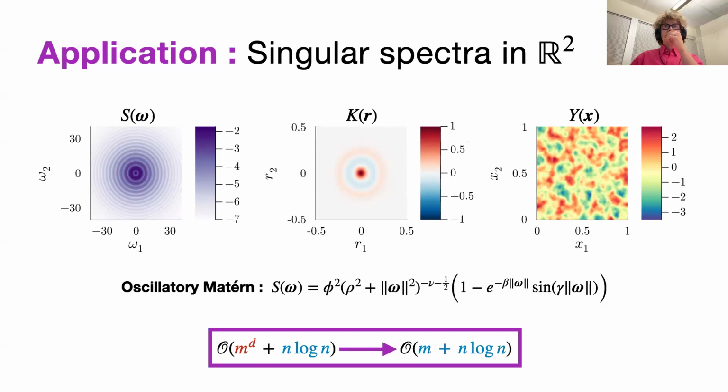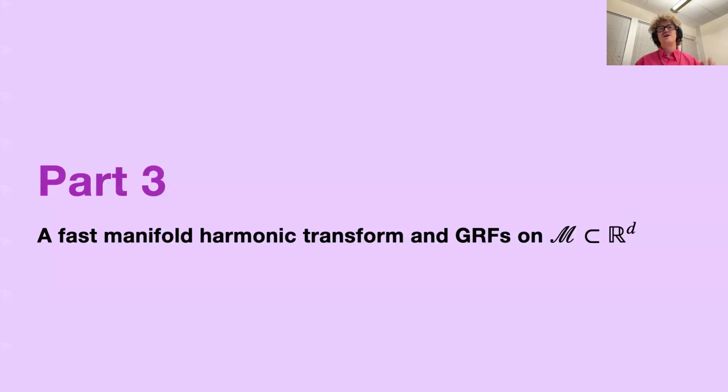Okay, great. So that concludes our look into 2 dimensions, where we've built this fast Hankel transform to evaluate these covariance functions. And now we'll move on to the manifold setting, right?